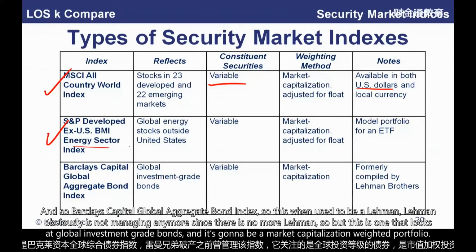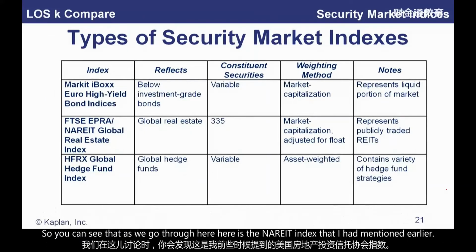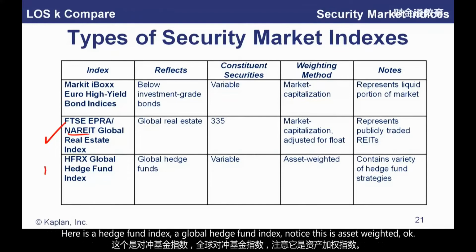So Barclays Capital Global Aggregate Bond Index. This one used to be a Lehman. Lehman obviously is not managing anymore since there is no more Lehman. But this is one that looks at global investment grade bonds, and it's going to be a market capitalization weighted portfolio. You can see that as we go through here is the NAREIT index that I had mentioned earlier. Here is a hedge fund index. It's the global hedge fund index. Notice that this is asset weighted.